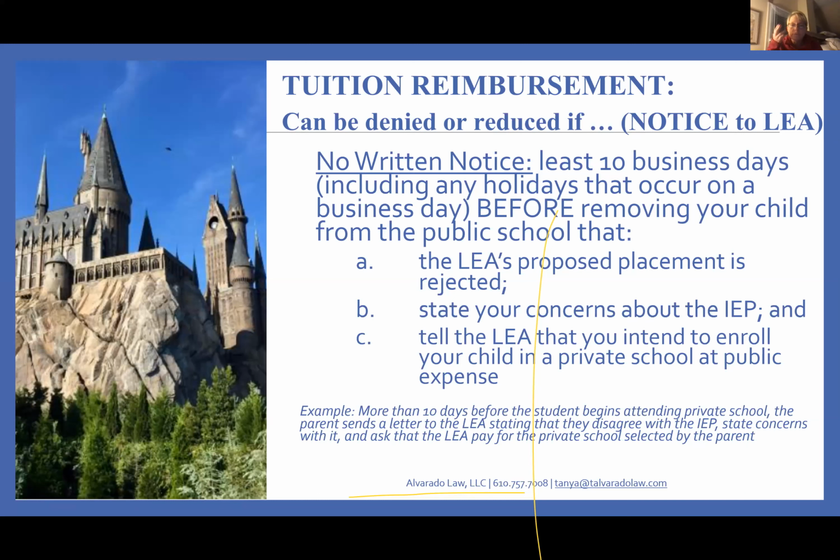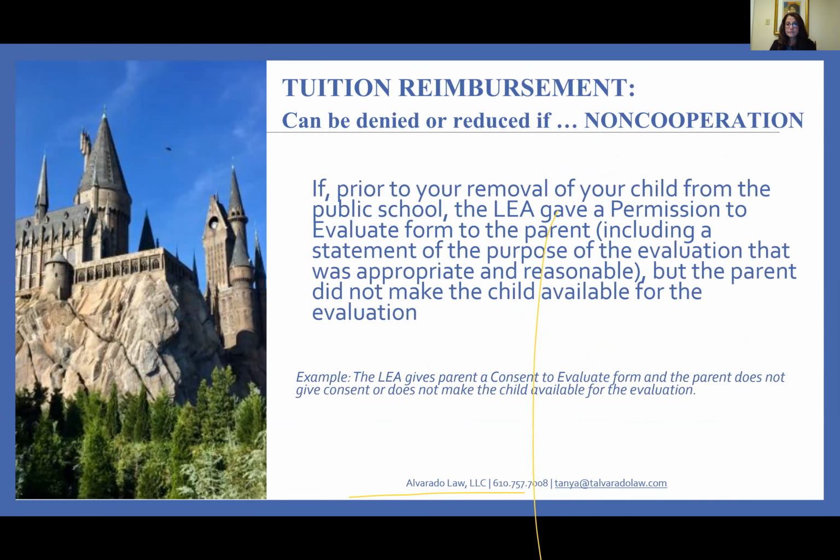I have a question for you, Tanya. One parent asked, does the reimbursement for pre-K also apply for Elwyn as well, if they don't have an appropriate placement for my child? Yes. Okay, and that's ages 3 to 5, the preschool years.